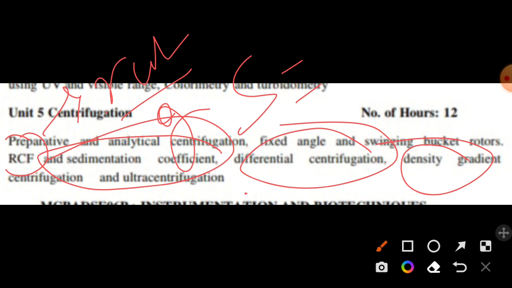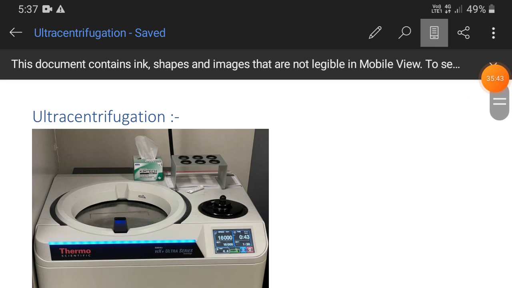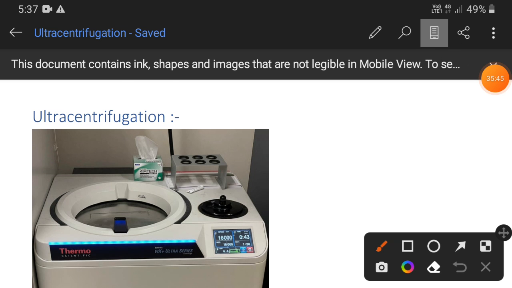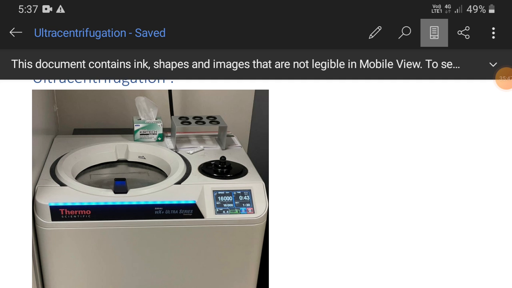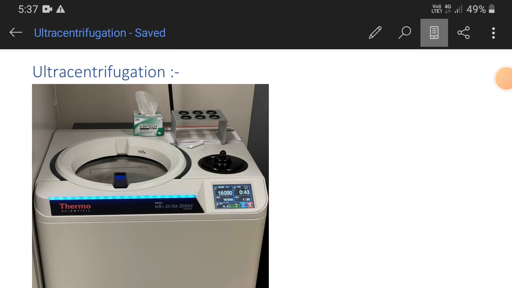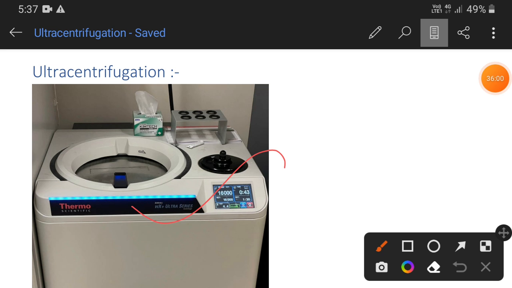And now the last topic of today, that is ultracentrifugation. So ultracentrifugation, again it is nothing new. So if we are willing to undergo centrifugation where the sample is too small that a normal centrifugation cannot separate, here we are using in such kind of cases ultracentrifugation.